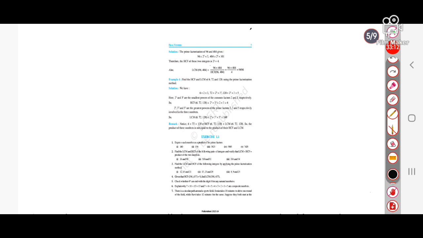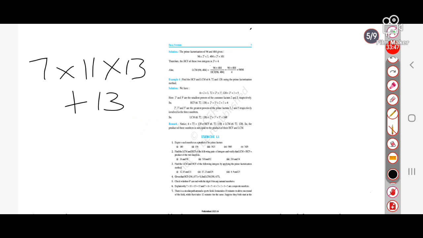Explain why 7 cross 11 cross 13 plus 13 and 7 cross 6 cross 5 cross 4 cross 3 cross 2 cross 1 plus 5 are composite numbers. We need to work out this question, then we'll move to the seventh one. First, 7 cross 11 cross 13 plus 13 is a composite number. Why? They are asking us to explain it.